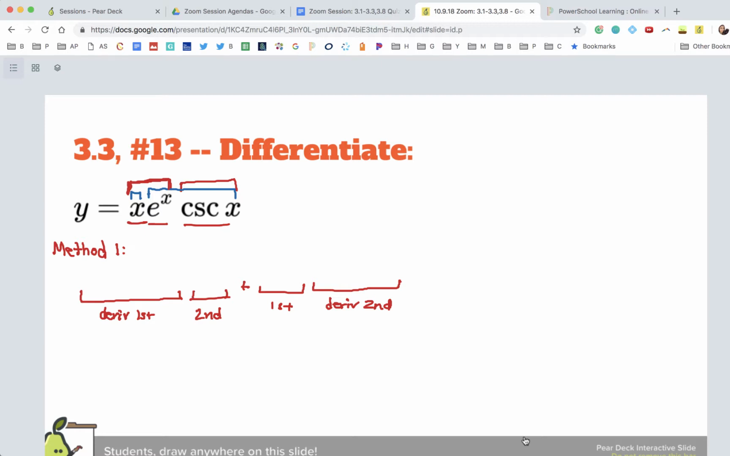So what is the derivative of the first? Well, the first is x times e to the x. And to take the derivative of x times e to the x, I actually need a product rule. So to take the derivative of the first, I need a product rule within that. So the derivative of x e to the x is going to be 1 times e to the x plus x e to the x. So that whole thing is the derivative of the first times the second plus the first times the derivative of the second. And the derivative of cosecant x is negative cosecant x cotangent x.